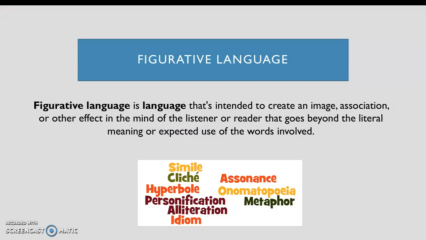So, figurative language is language that's intended to create an image, an association, or another effect in the mind of the listener or reader. And this effect goes beyond the literal meaning or the expected use of the words involved. Figurative language is stuff you've been learning your whole academic career. Similes, metaphors, personification, alliteration, things like that.